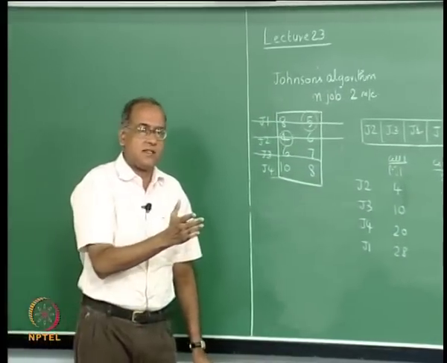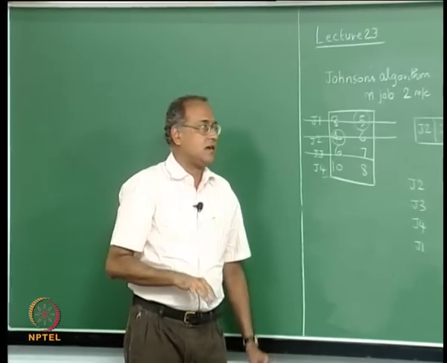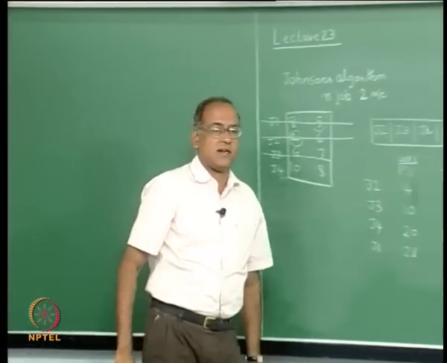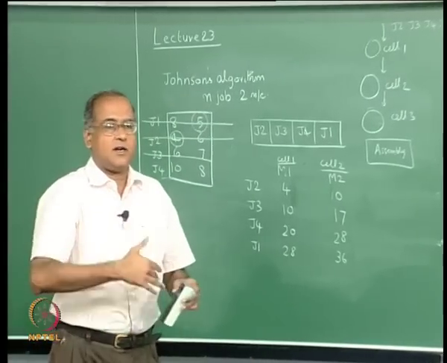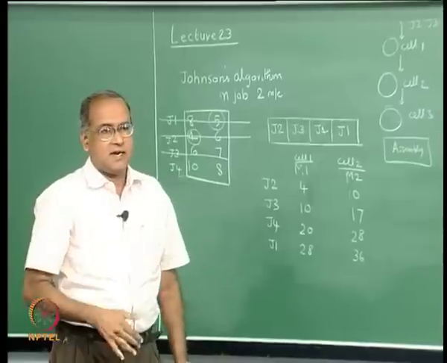So, we have now seen the Johnson problem for 2 machines. Now, for the case that we are actually looking at, which has 3 cells, we have to modify the Johnson and try to get the best solution. We will see that in the next lecture.